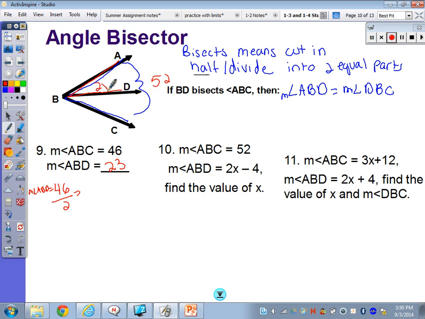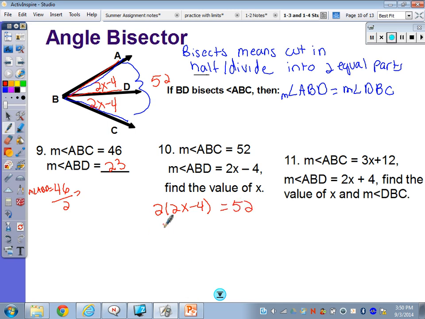ABD is 2x minus 4. Okay, so there's two ways to do this. One way is you can double 2x minus 4, so this would also be 2x minus 4, and then set it equal to the whole angle, which is 52. So I could do 2 times 2x minus 4, because we need to multiply it by 2 to get the whole thing, is equal to 52.